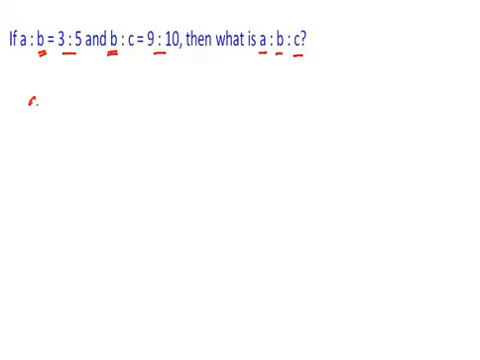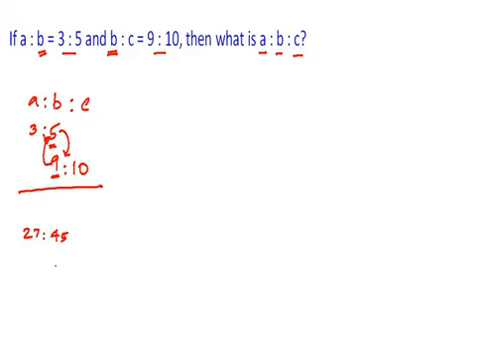So as usual, A is to B is equivalent to 3 is to 5 and B is to C is equivalent to 9 is to 10. Now we can clearly see that the B terms are not identical. So how to make them identical? Multiply this term with the second ratio and multiply this term with the first ratio. So the first ratio would become 27 is to 45 and the second ratio would become 45 is to 50.